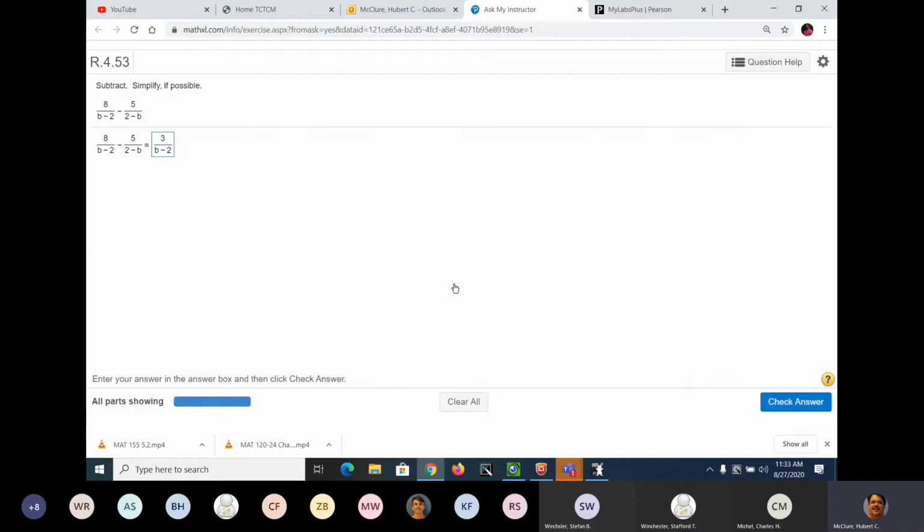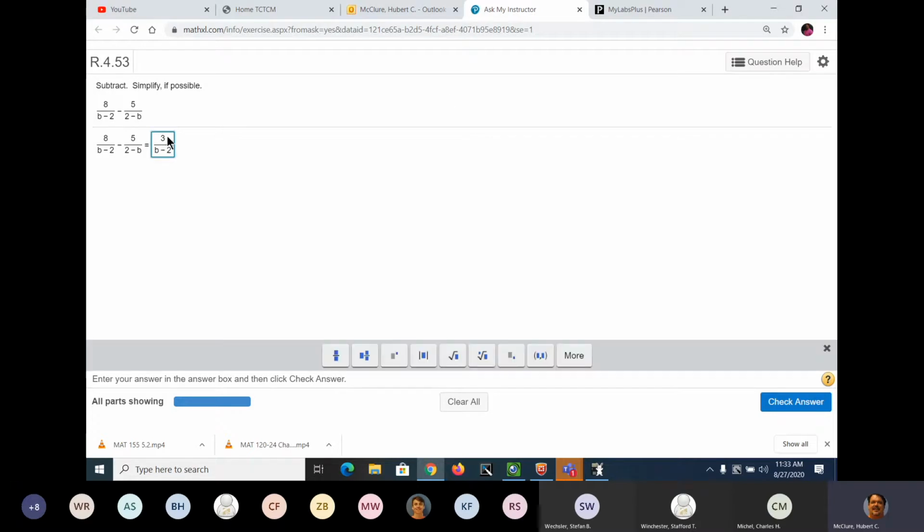And I believe the sign's wrong. I believe this is supposed to be 11 because a negative and a negative turns into a positive. I thought it was wrong. 11 over b minus 2. That should be the correct answer. It could be a test question, but I doubt it because it is a review question. I'm trying to get back. It won't let me. Okay, 11 over b minus 2. That should be the answer.